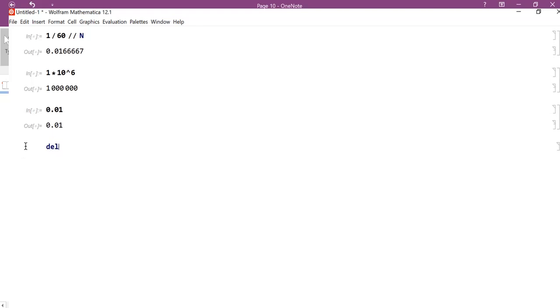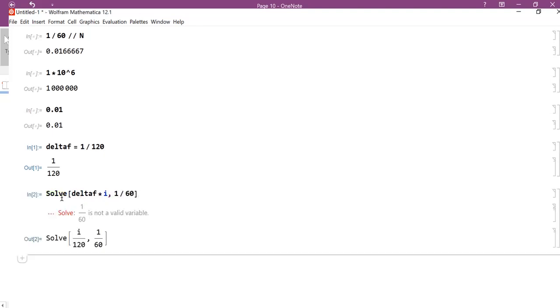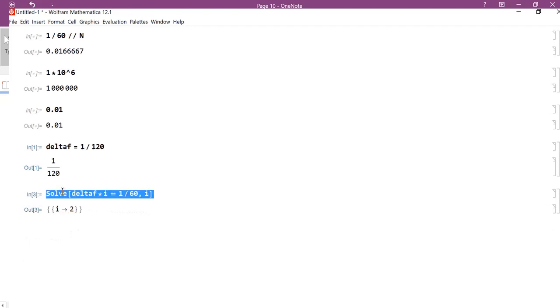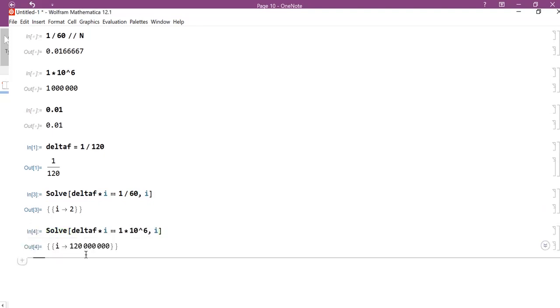But I can set my delta F to be 1 divided by 120, for example, because that will be an integer multiple, and we'll see that in a second, and it will hit both of those values, right? Because we want to avoid spectral leakage. We can prove this by asking: delta F times what integer will give me 1 divided by 60, which is my lowest frequency? Solve for I, 2. And let's see if it hits a million as well, 1 times 10 to the 6th. Yep. So we need this many harmonics in order to hit that value. So delta F will hit both of those frequencies if we choose it to be 1 divided by 120.